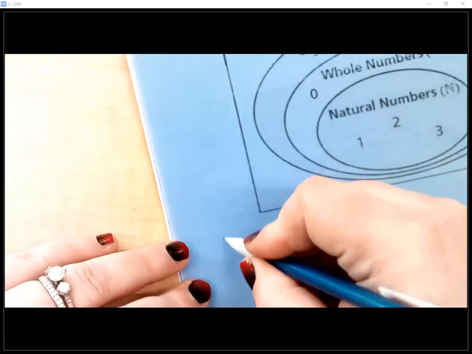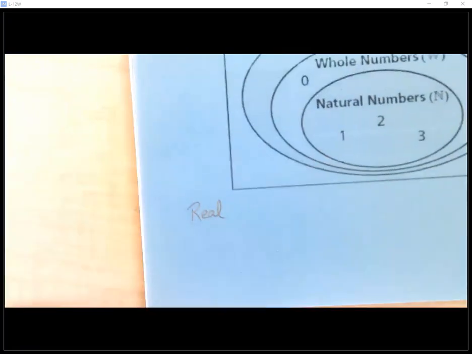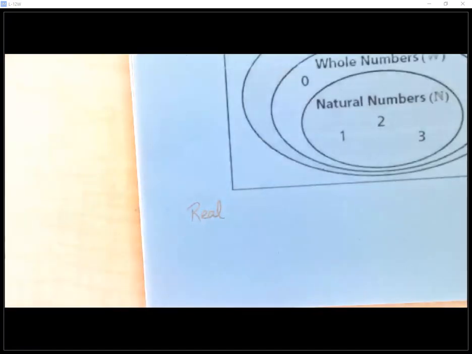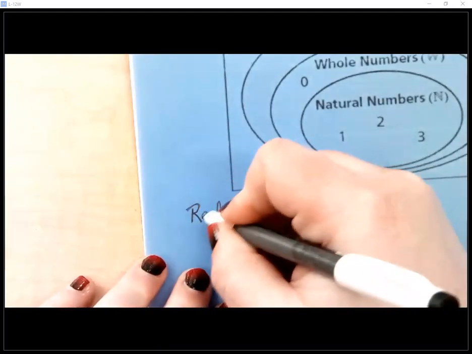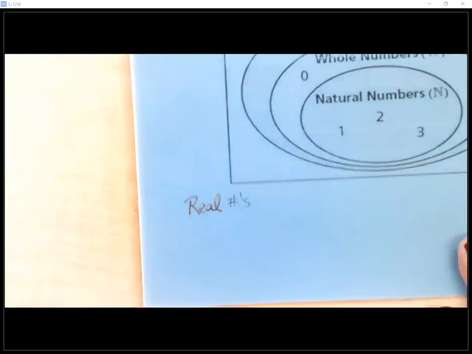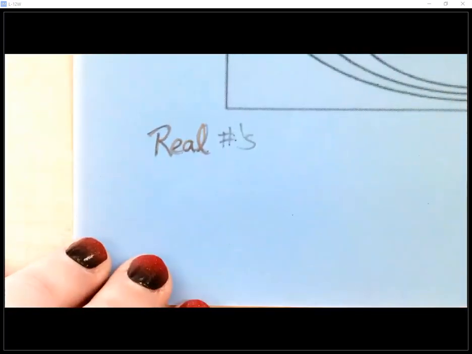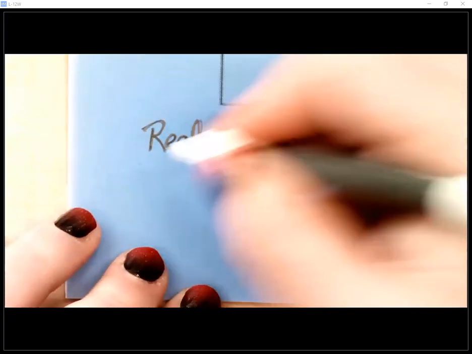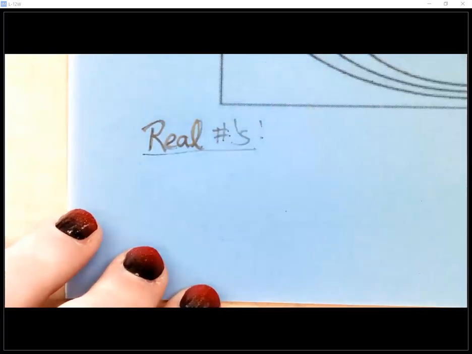So real numbers, let's see if this comes out legible. I feel like I still have these notes from last year. You probably do. I would just take that. I'm not writing much because most of it is already on the paper for you. Try this black pen.